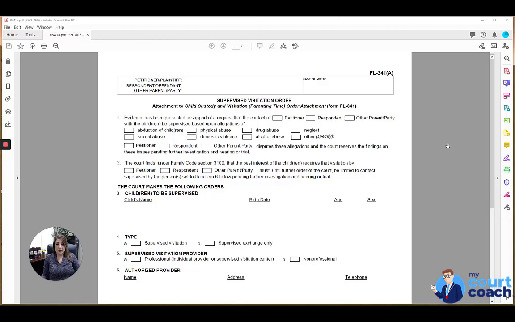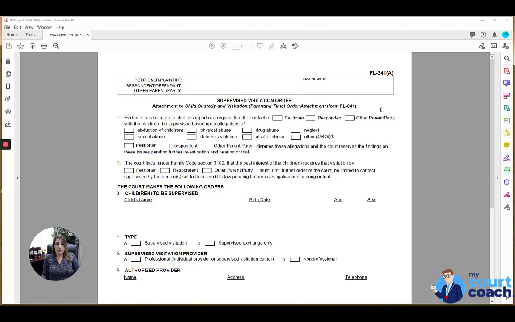I'm Sarah, and I will be your instructor today as we talk about the Supervised Visitation Order Form FL-341A. This is usually used as an attachment to the Child Custody and Visitation Order Attachment, which is Form FL-341. You would use this form if the court made orders regarding supervised visitation.